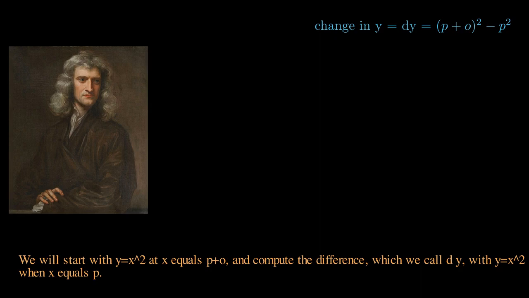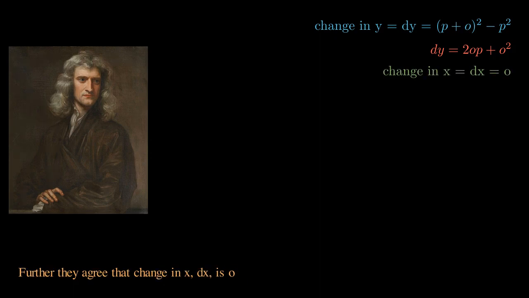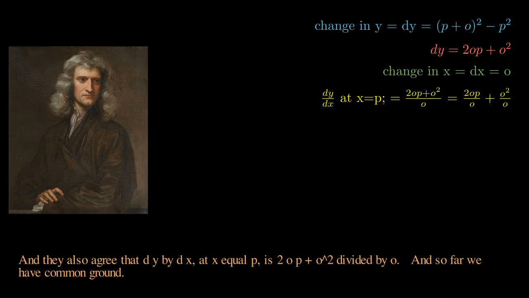We will start with y equals x squared at x equals p plus o and compute the difference, which we call dy, with y equals x squared when x equals p. Berkeley's team agrees that this equals 2op plus o squared. Further, they agree that the change in x, dx, is just o. And they also agree that dy by dx at x equals p is 2op plus o squared divided by o. And so far, we have common ground.